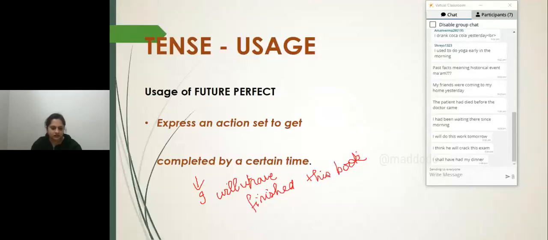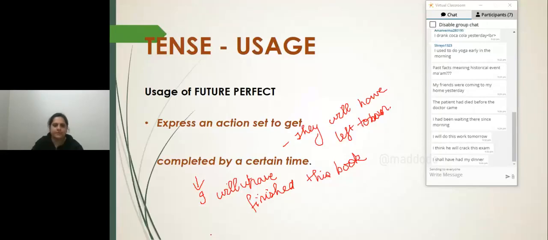They will have left town at a particular point in the future. They will be moving, they will have left town. So we keep a point of time in mind in the future, and by this time probably the action will be over.